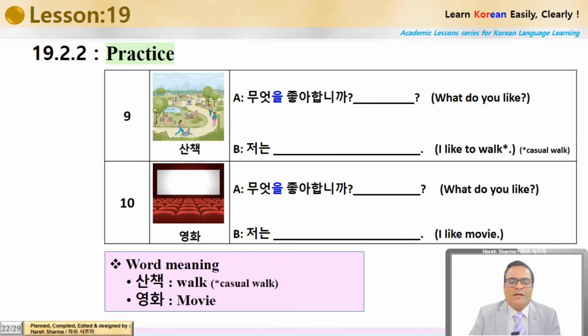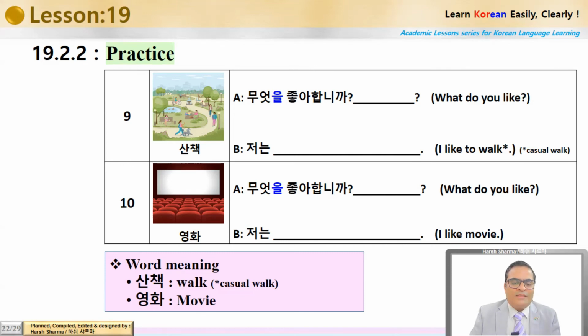무엇을 좋아합니까? Don't write anything in the space which is written in the question. Just ignore that space. We have to just write the answer in the B only. 저는 영화. 영화 meaning is movie. Some of you must be, yes, every day watching some movies, 여러분. So you can say 저는 영화. 영화 is a noun. See if there is a 받침 or not. Add ul or ral. Then complete this sentence. I like movies.